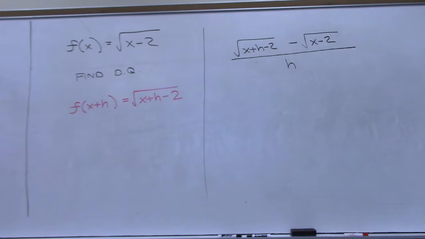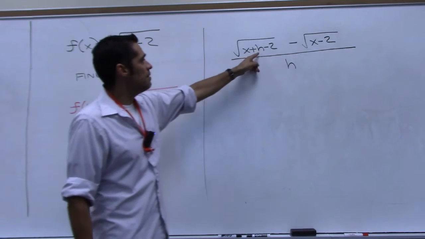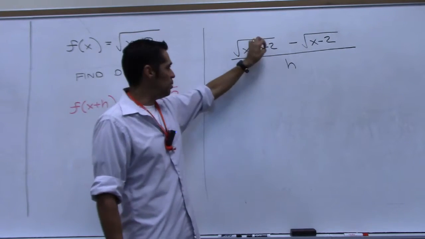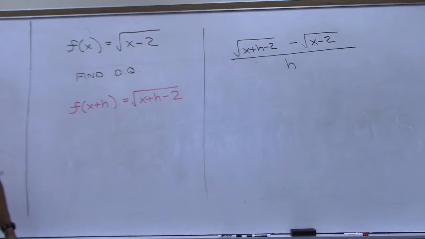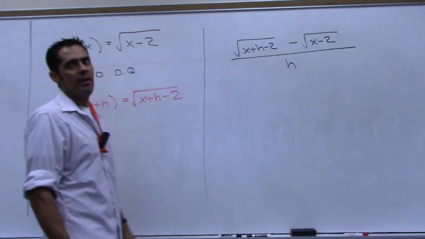So how in the world are you going to get an h out of there? How can you get an h to cancel? The only h you have is trapped inside of this square root, right? You can't just pull this thing out. Just raise everything to the second power. Good proposition. What do y'all think about that?